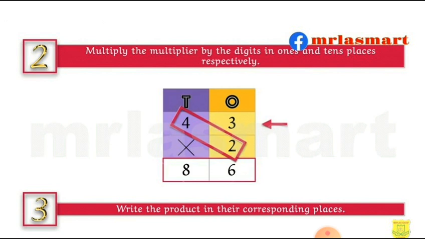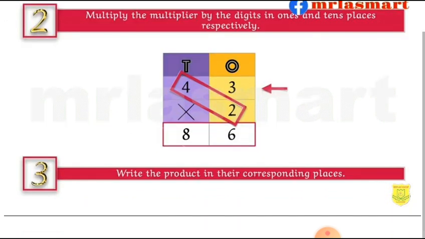So, we completed our multiplication. What is the product we got? 86. We got the product 86. We know the answer we get after multiplication is called the product, isn't it? So, 4 twos are 8. That is, 86 is the product of 43 into 2. Is it clear, children? So, this is the first question. You have to copy it in your notebook.